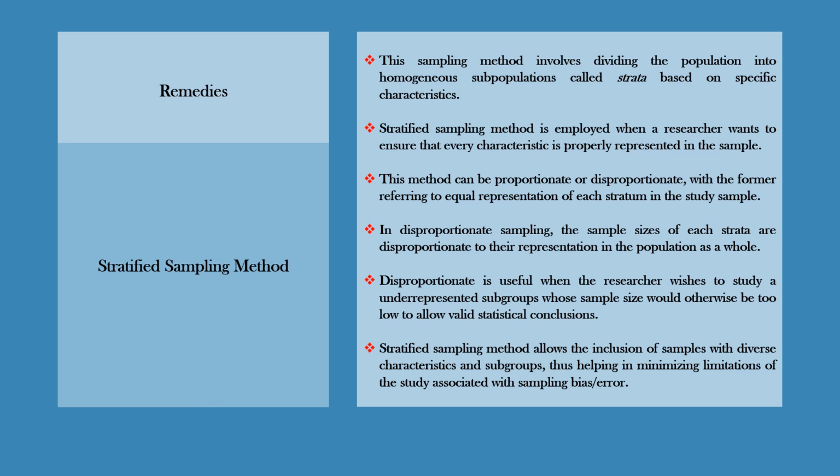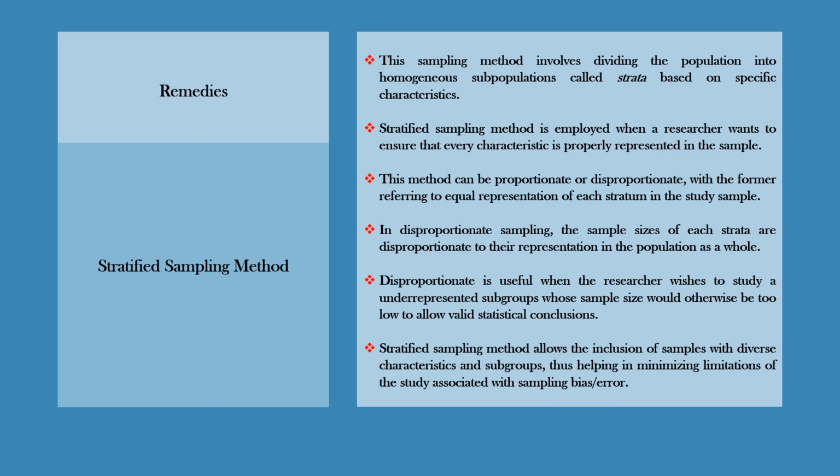This method involves dividing the population into homogeneous subpopulations that are called strata, which is based on specific characteristics. Stratified sampling is employed when a researcher wants to ensure that every characteristic is properly represented in the sample. This method can be proportionate or disproportionate, in which a proportionate sample refers to equal representation of each stratum in the study. It is disproportionate when the sample sizes of each stratum are not equal. Disproportionate sampling is normally useful when the researcher wishes to study underrepresented subgroups whose sample size would otherwise be too low to allow valid statistical conclusions.